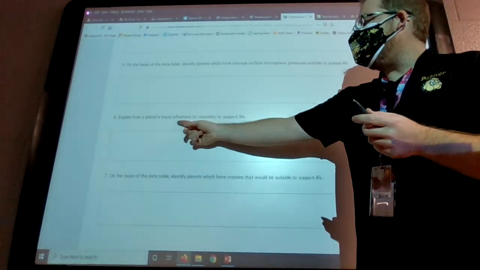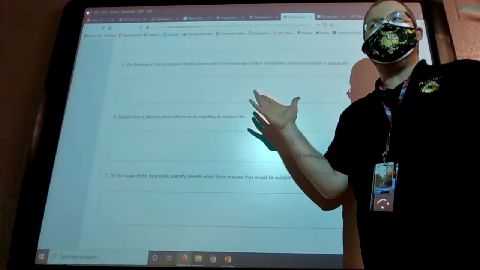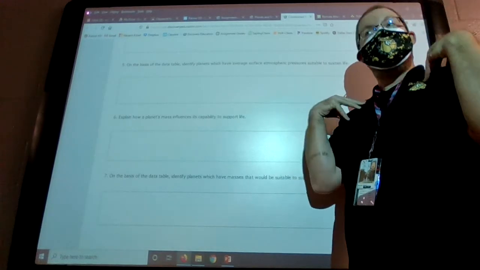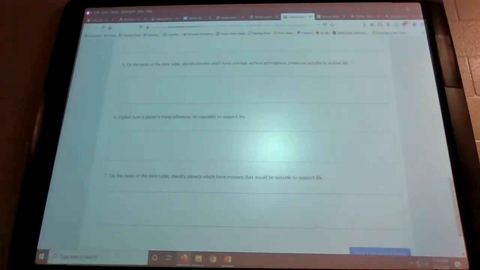Surface atmosphere, mass influences its capability to support life. If there's too much mass, there's too much gravity, and life as we know it won't be able to survive. Maybe there's different life that we haven't figured out yet that could do it, but as we know it, not yet. How many G's do you think you would produce?